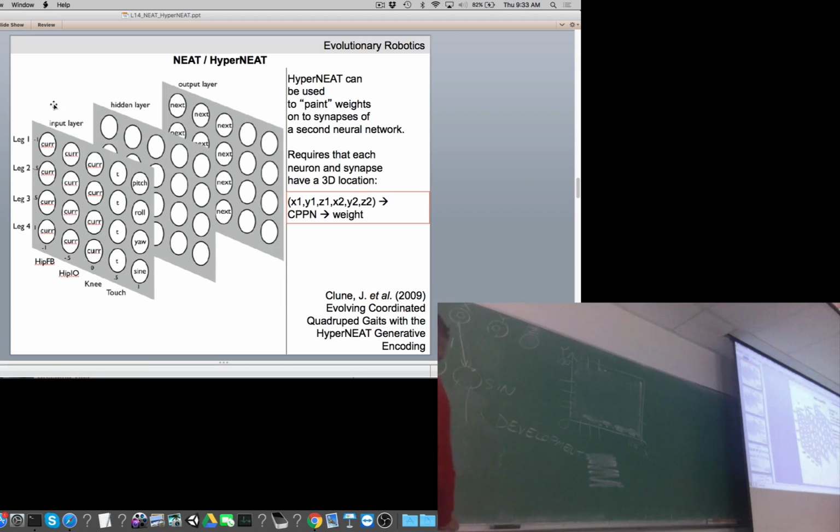We have a single output W, which is the weight of that synapse. Now we connect this neuron to this neuron. We've got this synapse. We take this X, Y, and Z coordinate, pass it into the same CPPN, but because it has a different X, Y, and Z, it gives us back a different W for that synapse. And we paint those several hundred synapses using this CPPN.